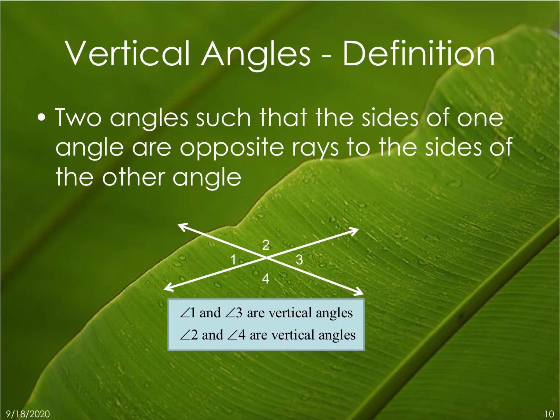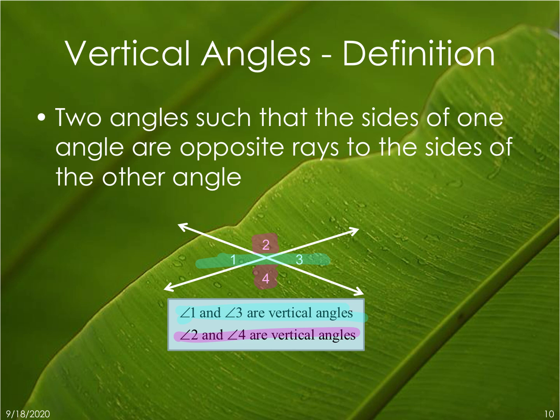Vertical angles. Definition of vertical angles: two angles such that the sides of one angle are opposite rays to the sides of the other. So, vertical angles, showing you. Here are my sides of one vertical angle. The other vertical angle has opposite rays. Okay, they're opposite rays, or you can think of them as opposite angles. When I say opposite angles, here is a vertical angle, angle 2 and angle 4. And then angle 1 and angle 3 are vertical angles.